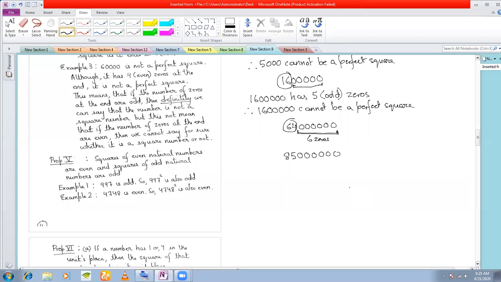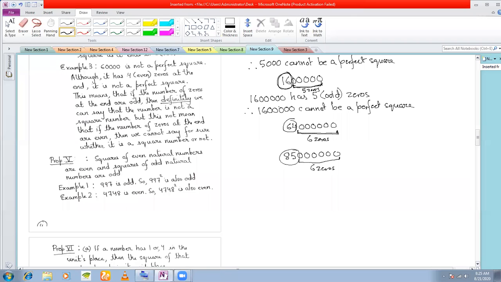No, sir. Why? It has an even number of zeros. It has 6 zeros. But what about 85? 85 is not a perfect square. Understood? So that is the main thing here that you must observe. See here, although 16 was a perfect square, we had an odd number of zeros here. We had 5 zeros here. So that is why it was not a perfect square.